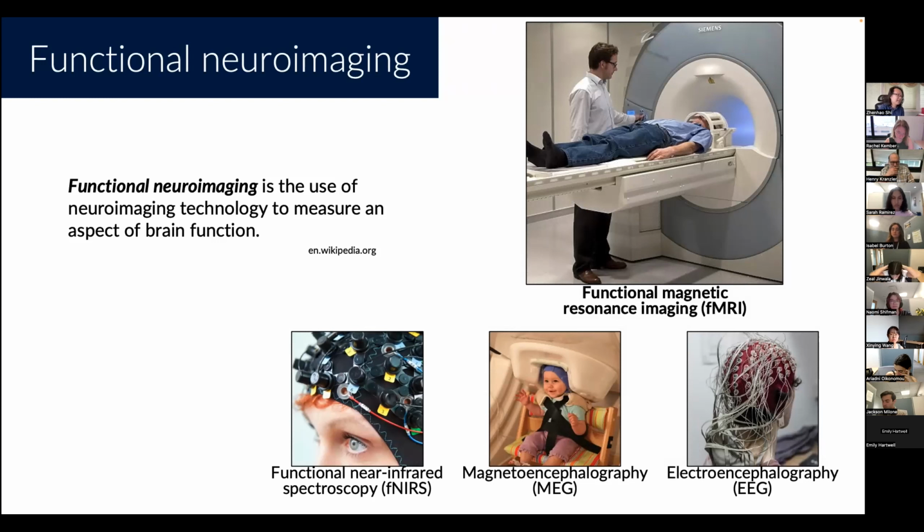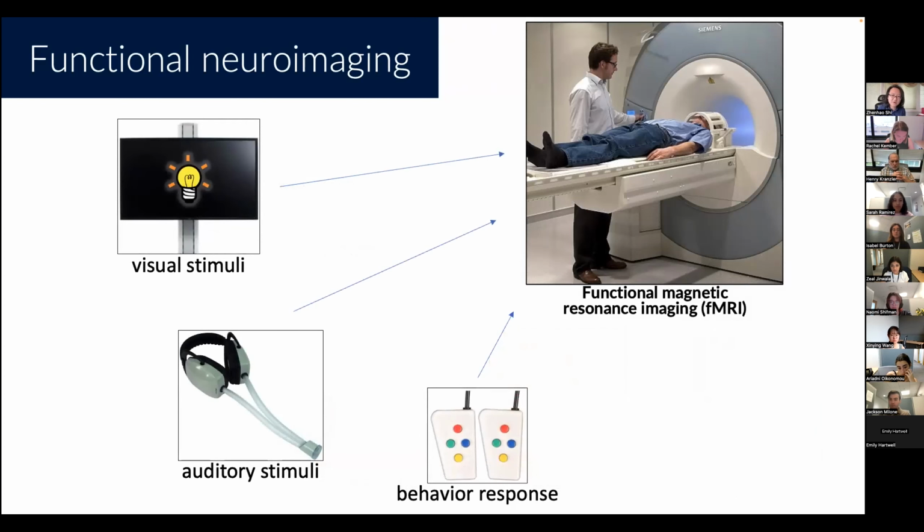Of all these technologies, fMRI, fNIRS, MEG, and EEG, I would say MEG and EEG have the highest temporal resolution, around 1 millisecond. While fMRI, which is what we use most of the time, has the highest spatial resolution, around 1 millimeter. I will say a little bit more about fMRI.